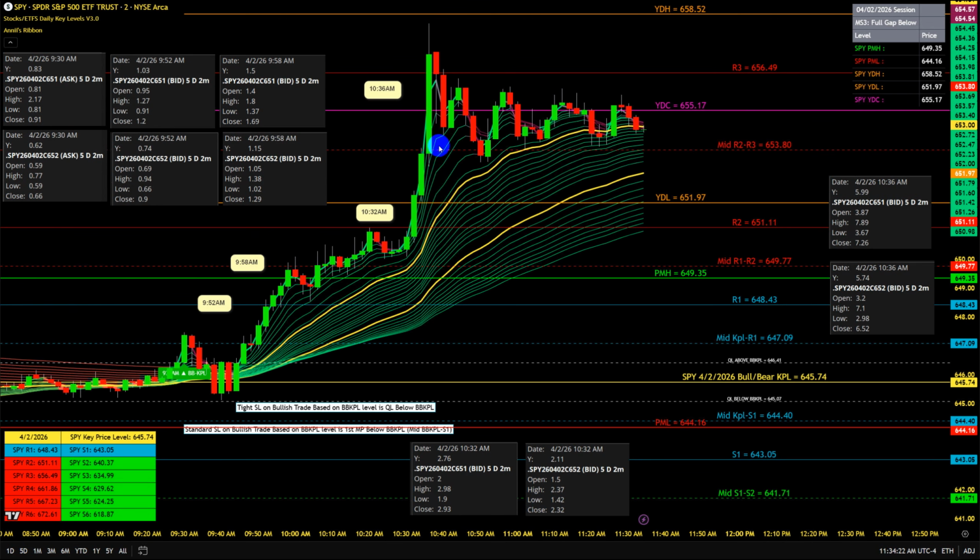Then we have this temporary blow off top here at the 10:36, where we blew through yesterday's daily close and then through R3 and then almost made it to YDH on this particular candle on the wick. As you can see on the wick, it went as high as 7.89 on the 651, again starting at 91 cents. On the close here, it backed off to $7.26. So starting at 91 cents, that is about a 600 to 700% move there.